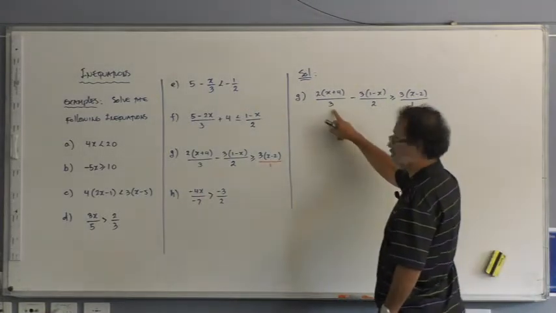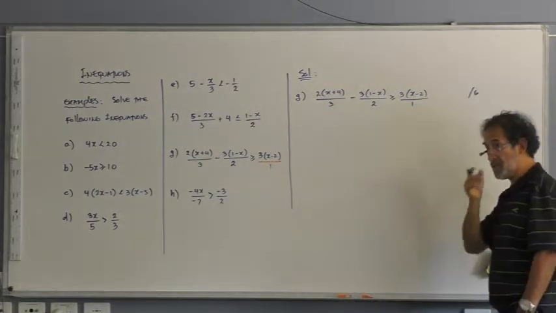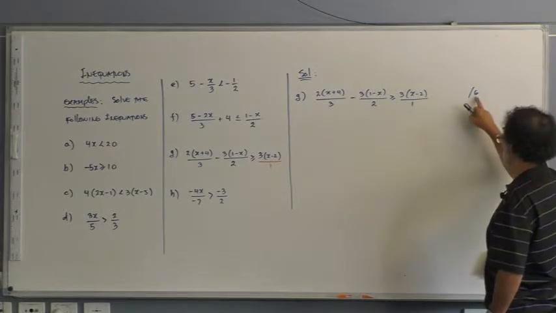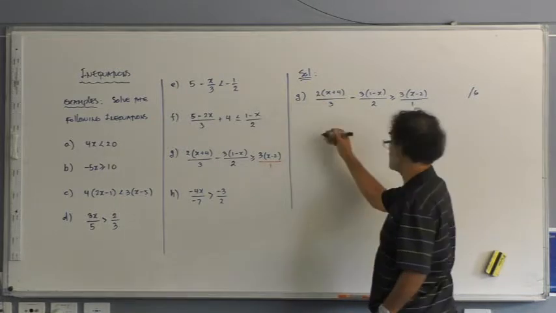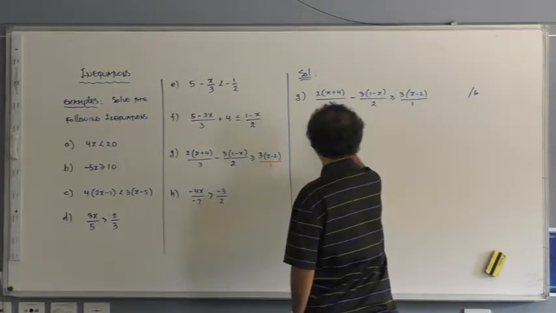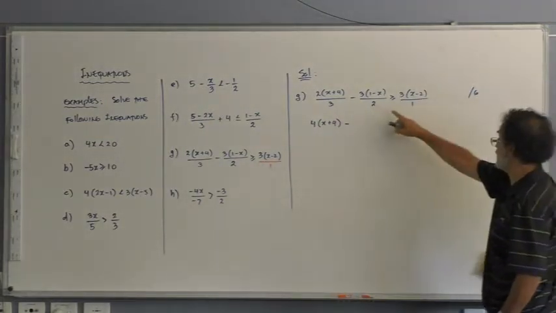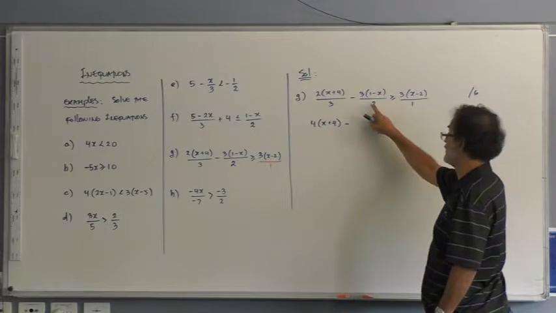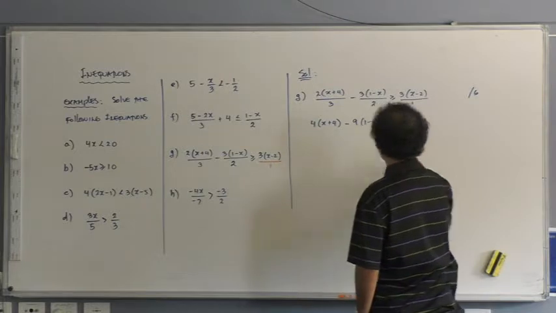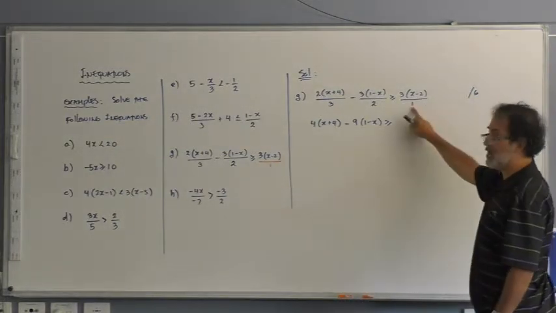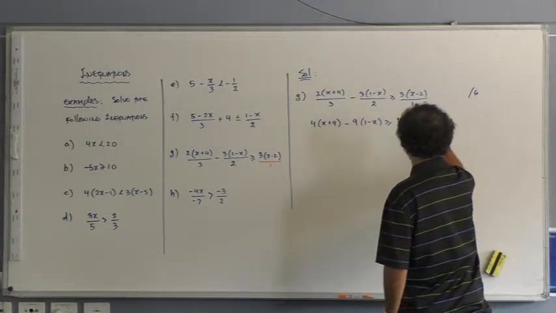So the lowest common denominator, again, is equal to 6. Are you happy with that? Then we're going to do 6 divided by 3 is 2, times 2 is equal to 4. So we're going to do 4x plus 4. And then take away 6 divided by 2 is 3, and then times 3 is equal to 9. So we're going to have 9 times (1 minus x), greater than 6 divided by 1 is 6, times 3 is 18.